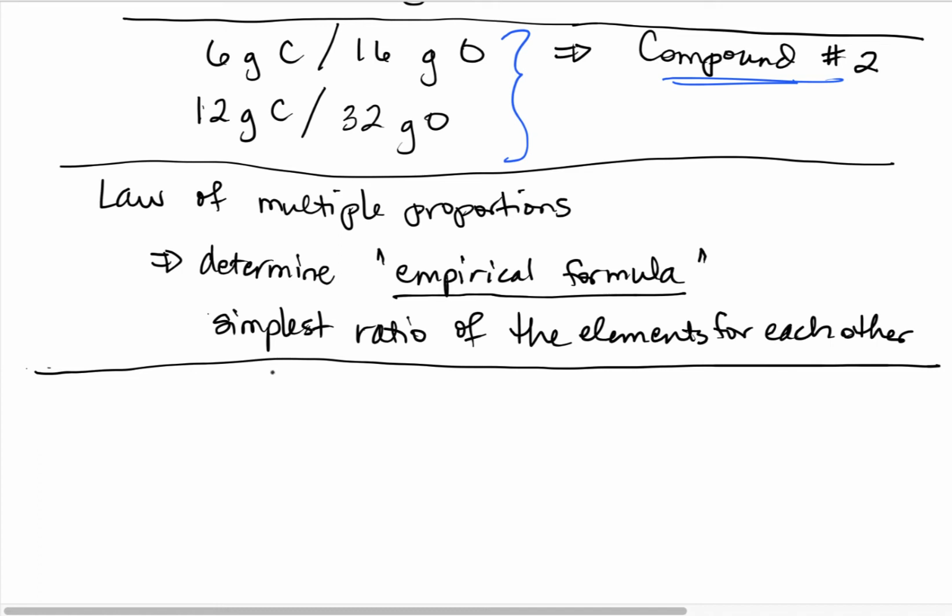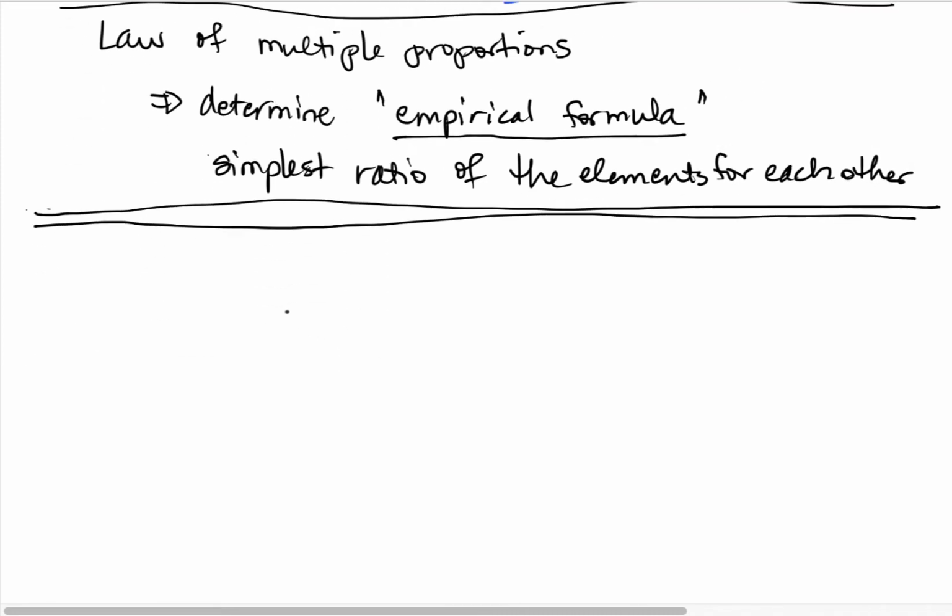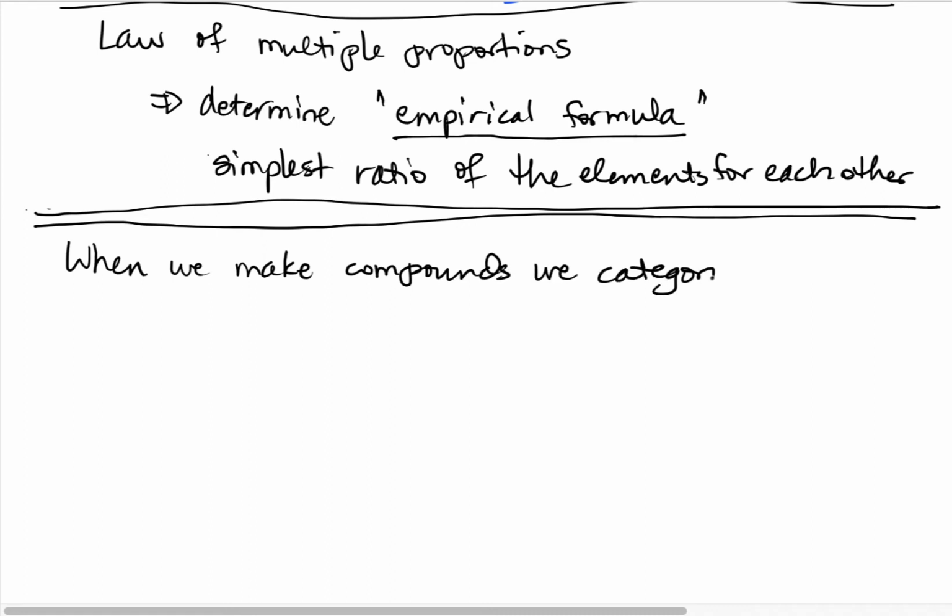Okay. So when we categorize the compounds, I'm going to kind of switch topics a little bit, mostly sidestepping topic here. When we make compounds from multiple elements, we categorize them mainly as 2 main categories: ionic compounds and molecular compounds.